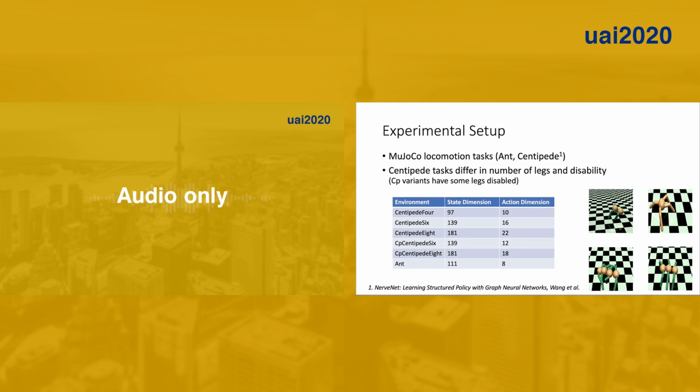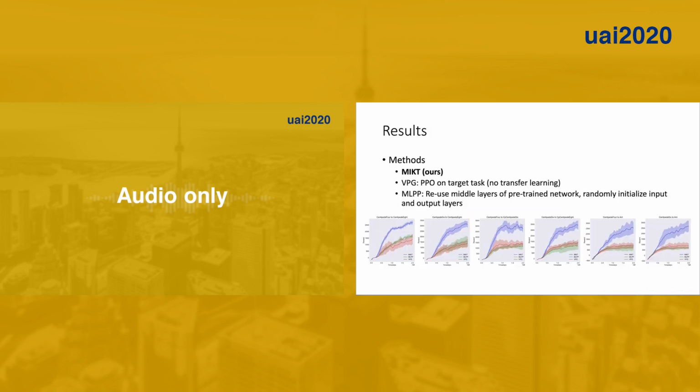We experiment using ant and centipede tasks from MuJoCo, with the centipede tasks differing in number of legs and disability. We experiment with scenarios such as transferring from four-legged centipedes to six-legged centipedes, and transferring from centipedes to ants. We can see that our method, shown in blue, drastically outperforms the baselines on the given tasks.